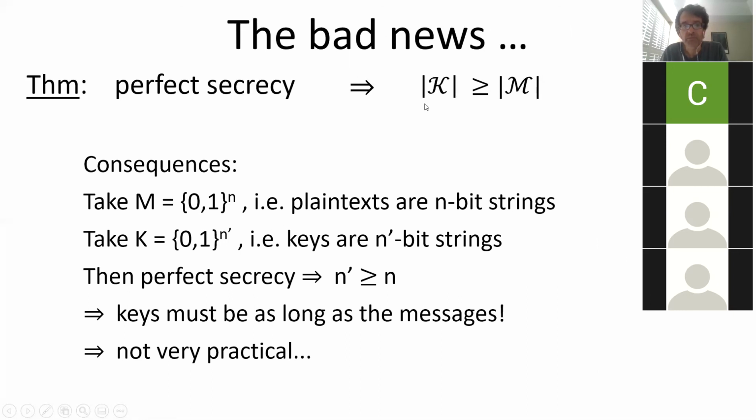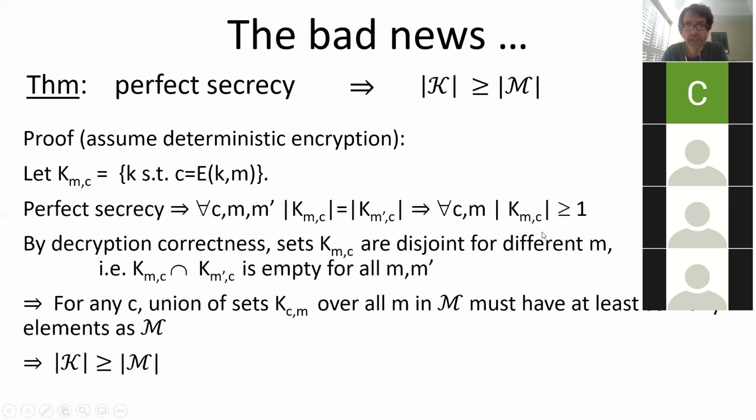And in fact, this is a fundamental thing about perfect secrecy. The key space must be at least as large as the message space. In other words, if the keys are n' bits and messages are n bits, the only way to satisfy this is that the length of the key must be at least the length of the message, right? So let's see why that is.